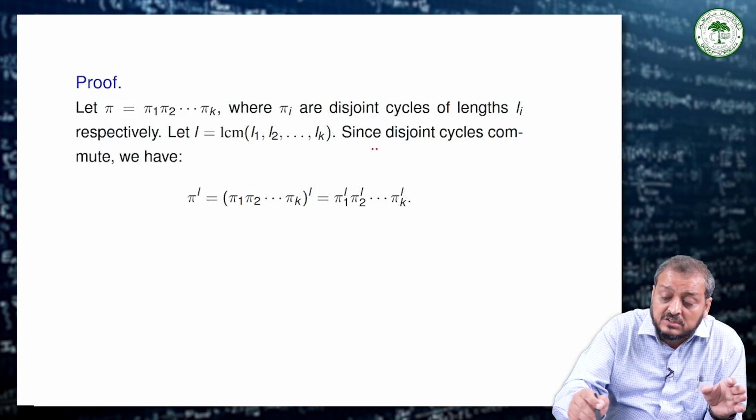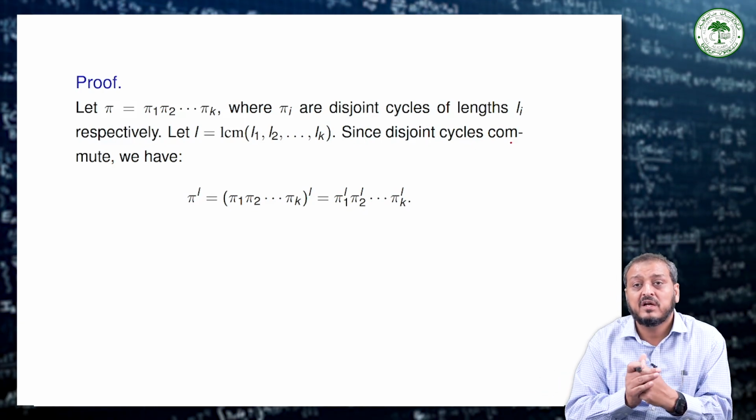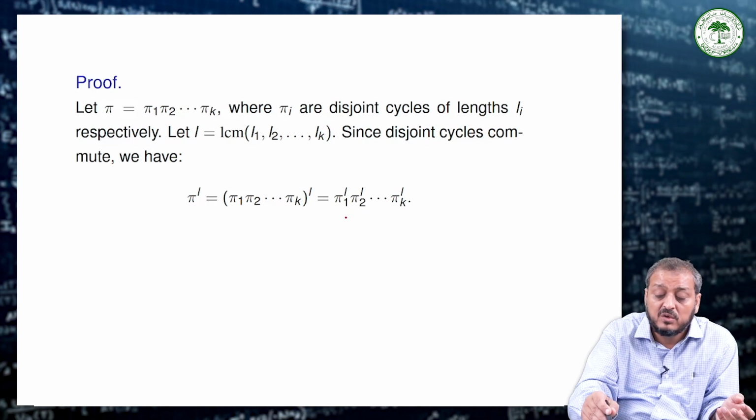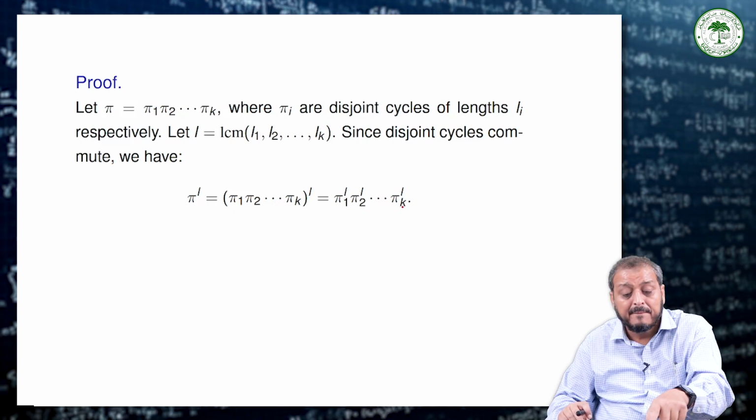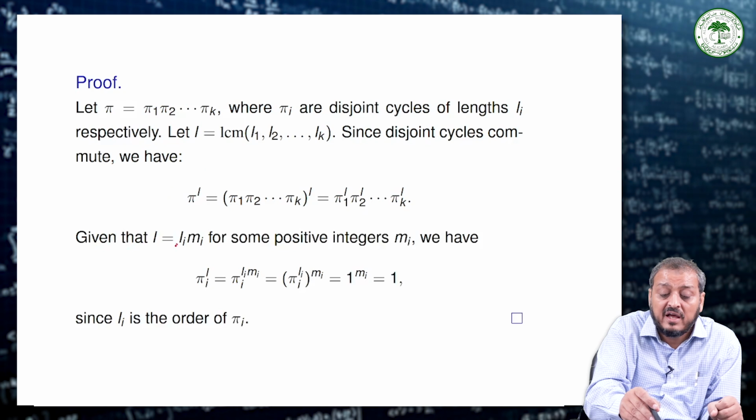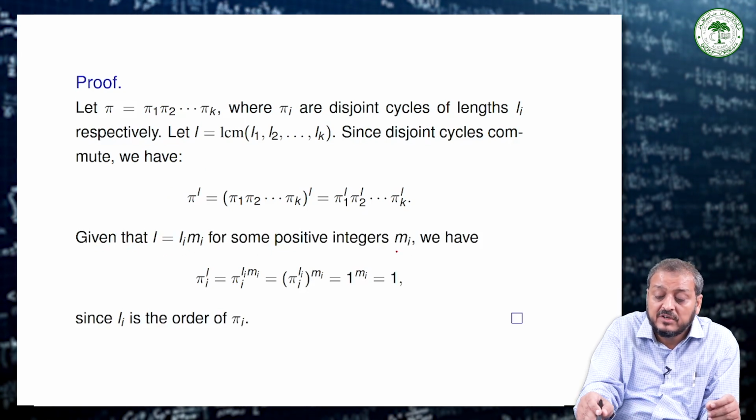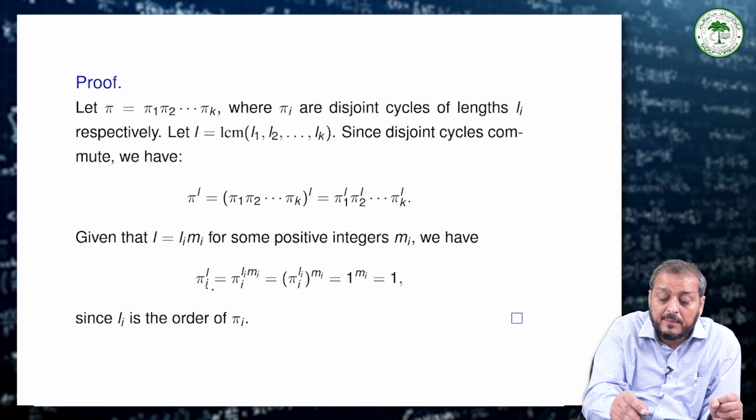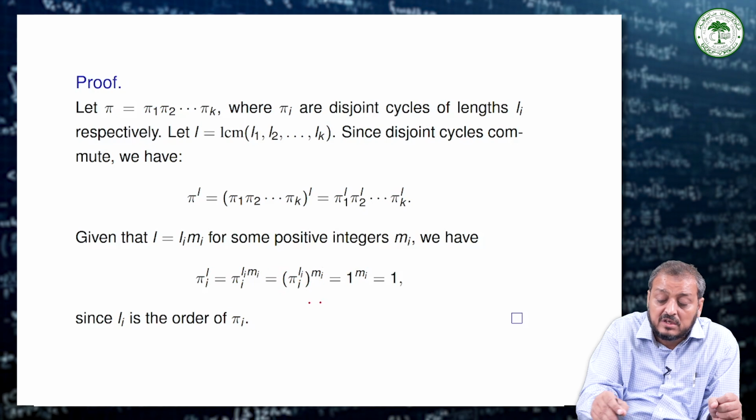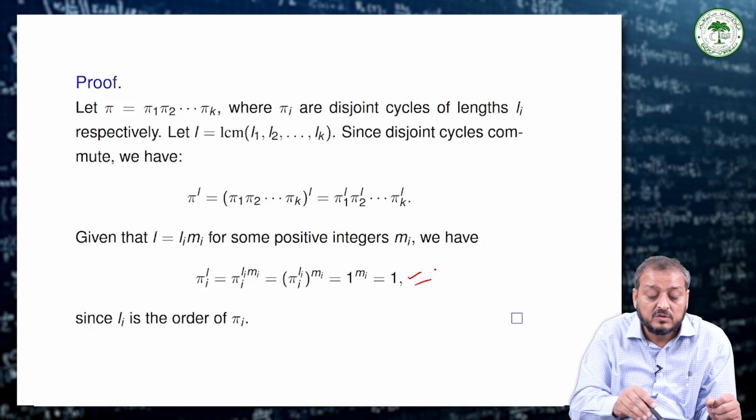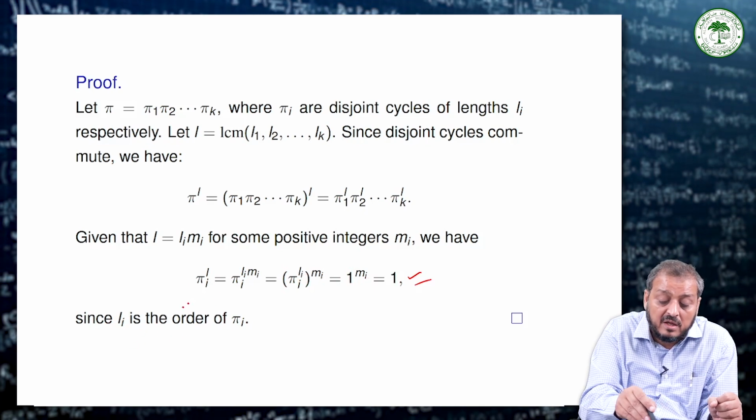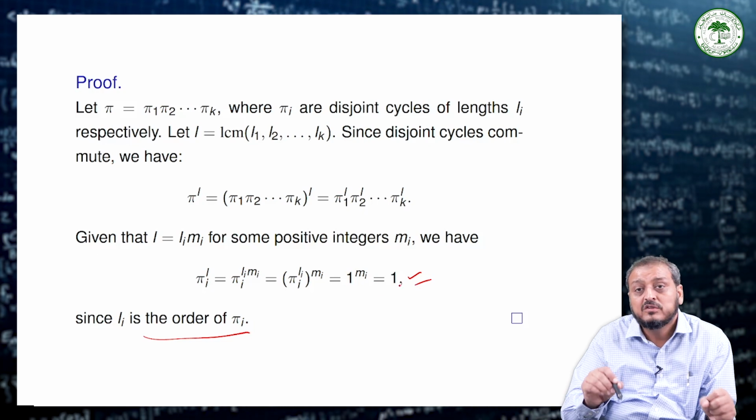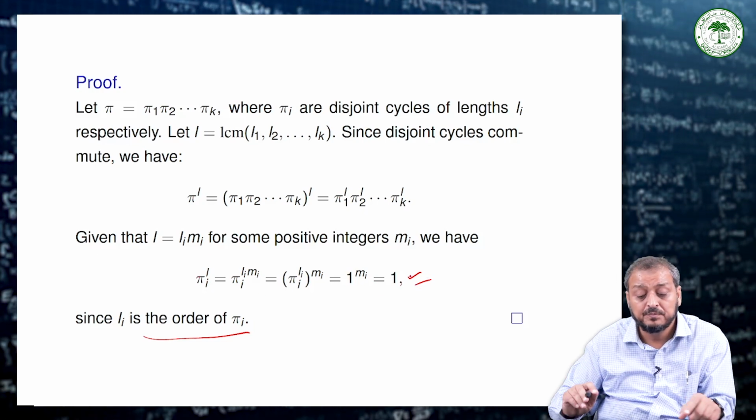Since disjoint cycles commute, as we already showed, π to the power L is equal to π1 to the power L, π2 to the power L, up to πk to the power L. Since L is equal to Li times Mi for some positive integer Mi, we have πi to the power L equal to πi to the power Li Mi, which is (πi to the power Li) to the power Mi, equal to 1 to the power Mi, which is again 1, since Li is the order of πi. This means π to the power L is equal to the identity.